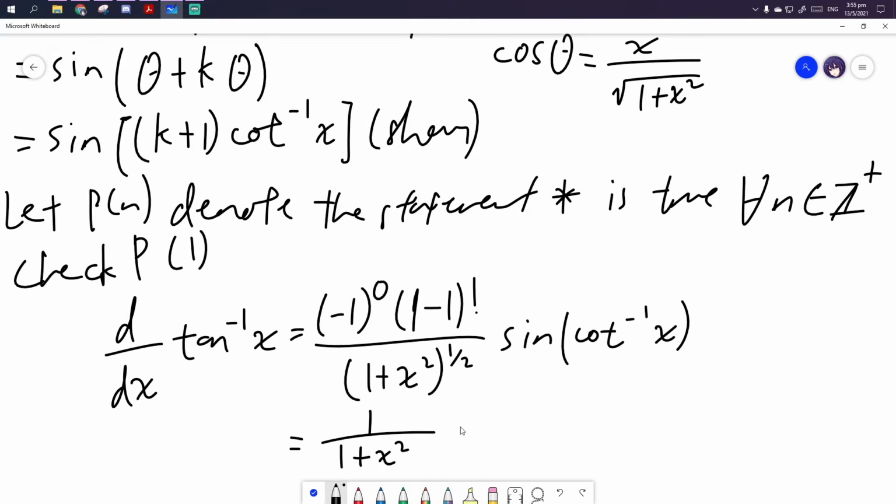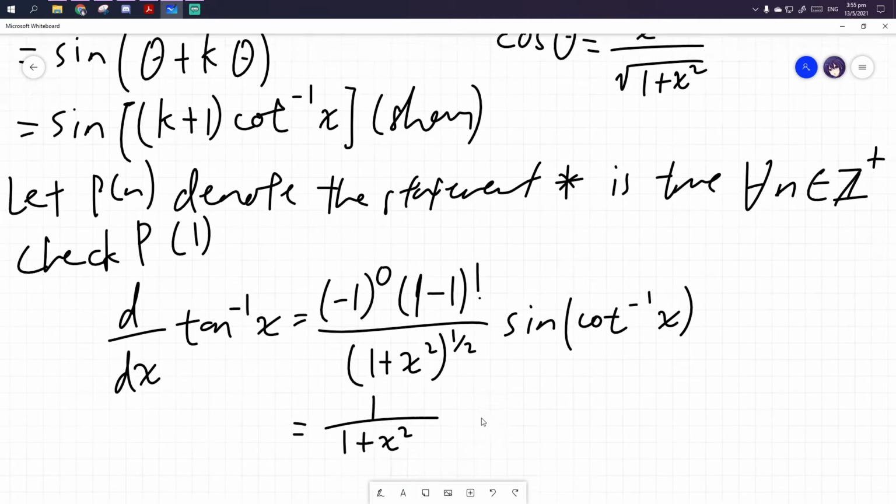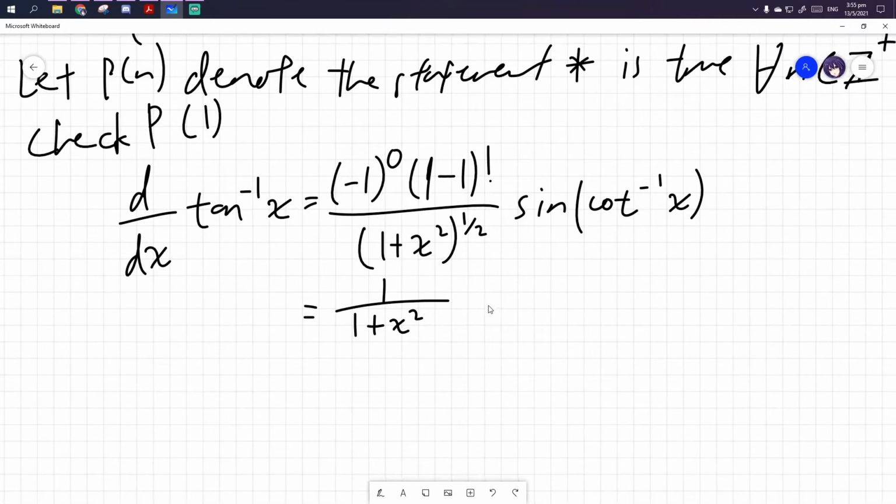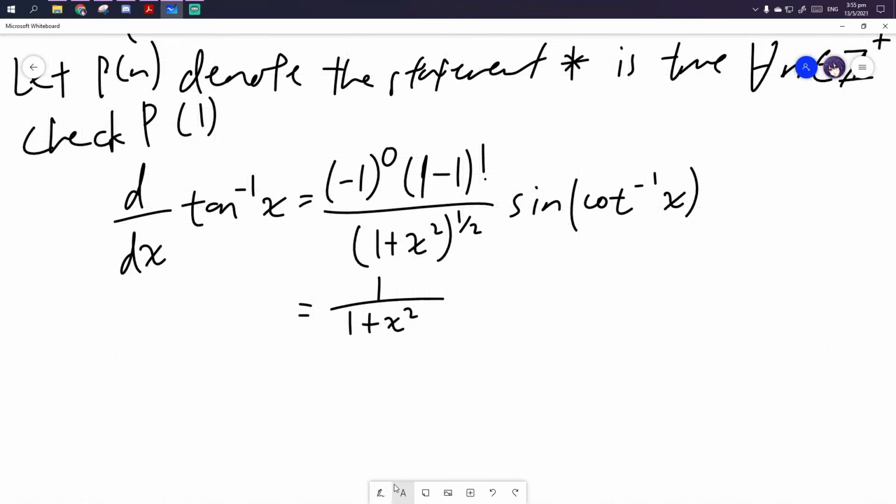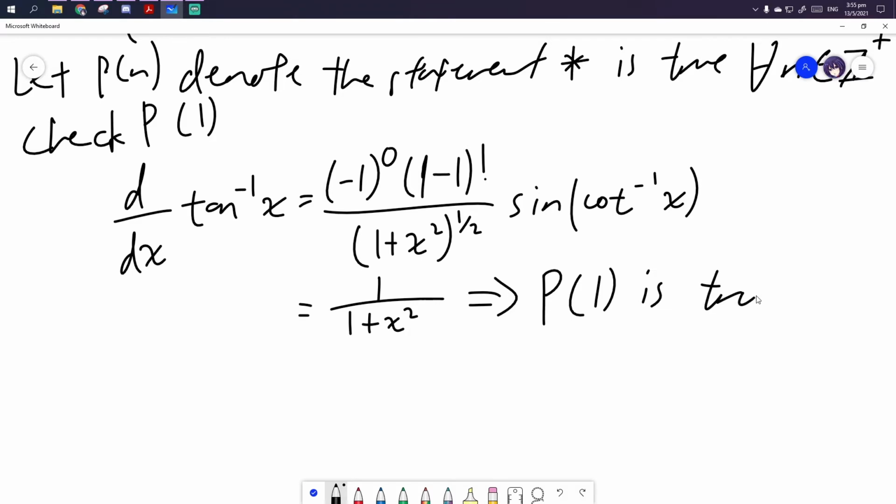And this is true because if you don't remember, this is actually just the derivative of tangent inverse of x. It is in your MF26 if you do not remember. So this is true. P1 is true. Now we do the induction step. Assume that Pk is true for some positive integer k.